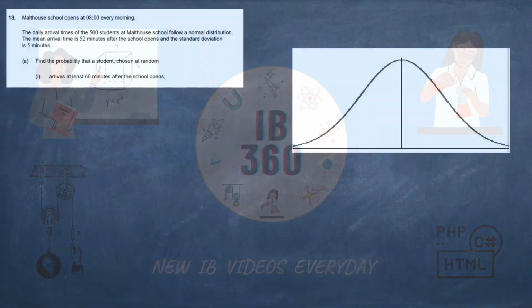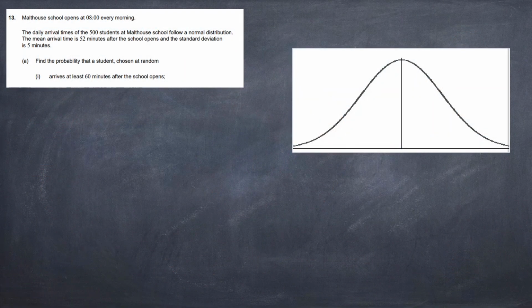So let's start. The daily arrival times of 500 students at a school follow a normal distribution. The mean arrival time is 52 minutes after the school opens, and the standard deviation is 5 minutes. Find the probability that a student chosen at random arrives at least 60 minutes after the school opens.